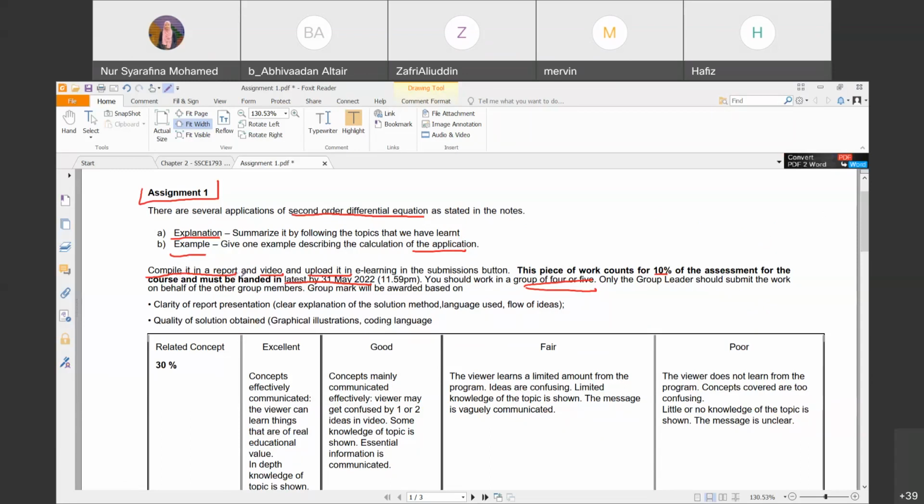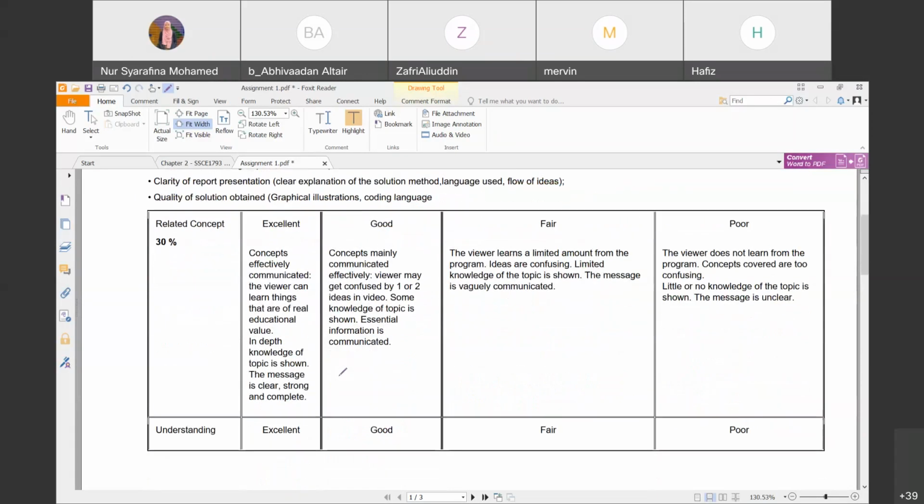So what you should submit is a report with the link to your video attached. Group marks will be awarded based on the clarity of the report presentation, clear explanation of the solution, method, language, flow of ideas, and quality of the solution obtained. Graphical illustration and coding language should give you an extra mark. So these are the rubrics.